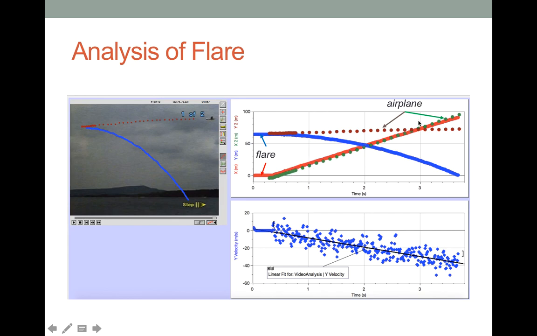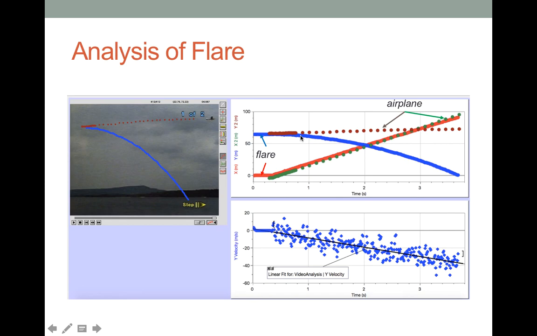The green one right here is the airplane, and notice it's almost exactly on top of the flare, moving at almost exactly the same rate. Turns out it's a little bit faster. It's 29.4 meters per second. They agree to within 7%.